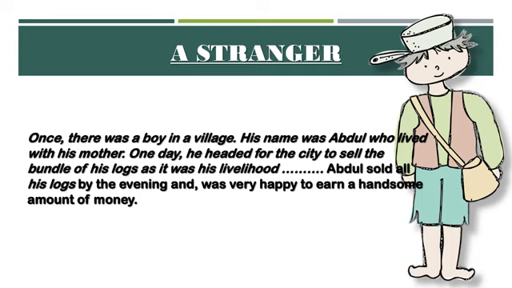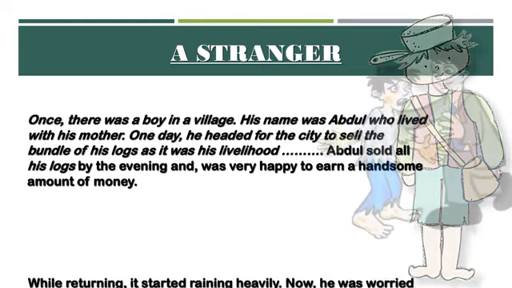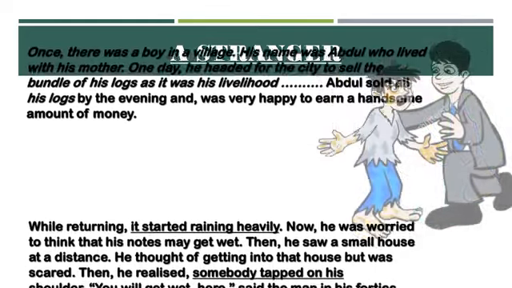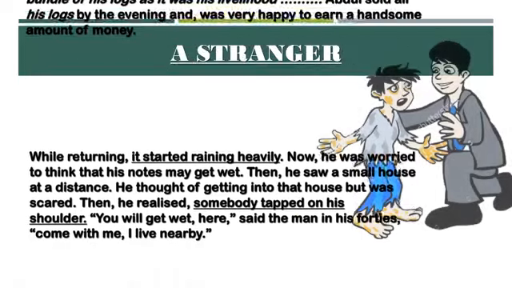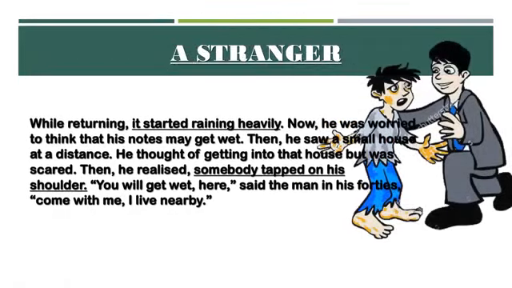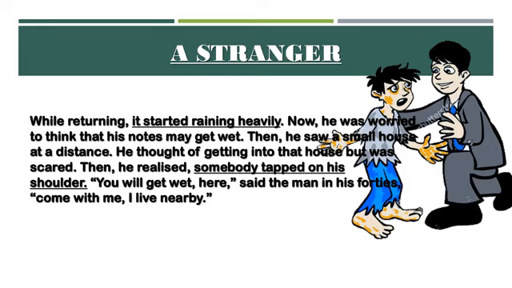Abdul sold all his logs by the evening and was very happy to earn a handsome amount of money. In the first paragraph, a description is given to the character, time, and place, which is known as exposition. While returning, it started raining heavily. Here, the action has started. Now he was worried to think that his notes may get wet. Then he saw a small house at a distance.